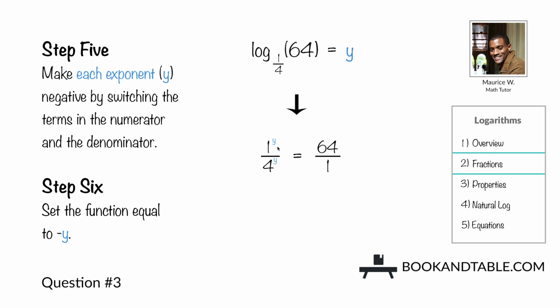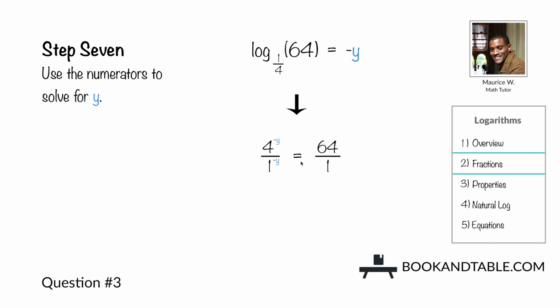So step 5, make each exponent y negative by switching the terms in the numerator and the denominator, giving us 4 to the negative y over 1 to the negative y. And since we switch these y's to negative y, step 6 is we want to set the function equal to negative y instead of y. And once we do so, we see that our denominators will not help us solve for y, since our base is 1 and the product would be 1. So we'll focus on using the numerators to solve for y.